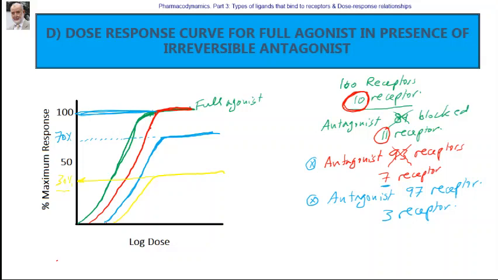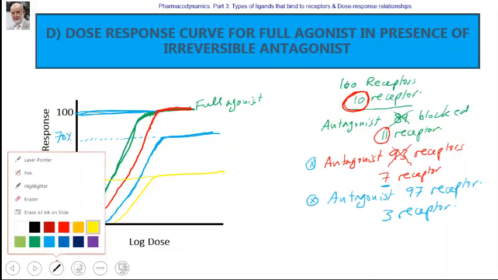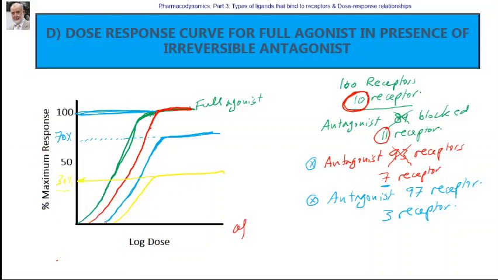Okay? So what do you think happened in this case? We said that the agonist has an affinity, it has an intrinsic activity, and it has what? Efficacy. Efficacy of a full agonist is 1, as we have said. So what happened to the efficacy with the antagonist?